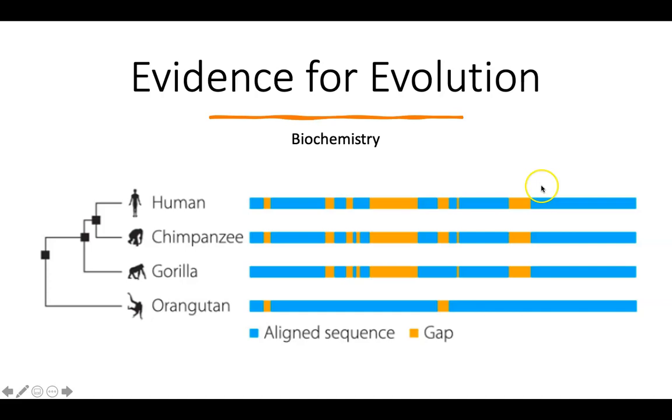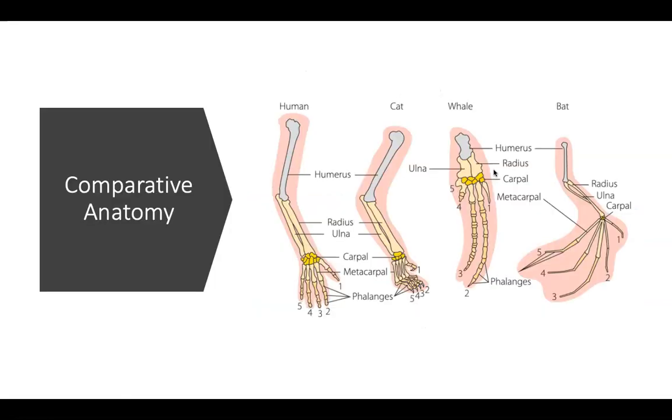And you can see just looking at that pattern how similar the human and the chimpanzee are, even compared to the gorilla or the orangutan. So biochemistry is all about the chemicals that we have in common, proteins, DNA, those sorts of things. Comparative anatomy is looking at how organisms are put together and looking for similarities there as well.